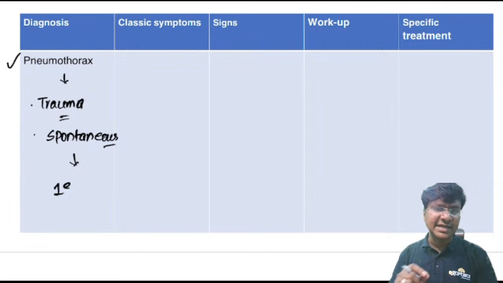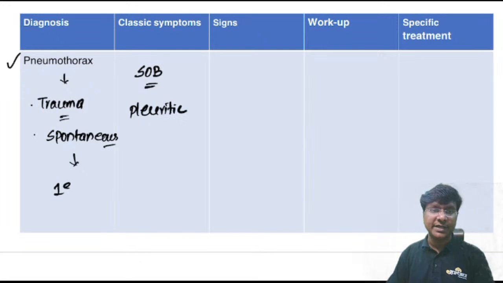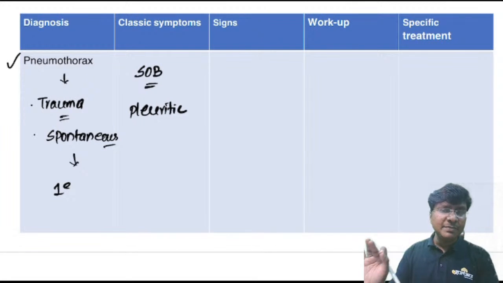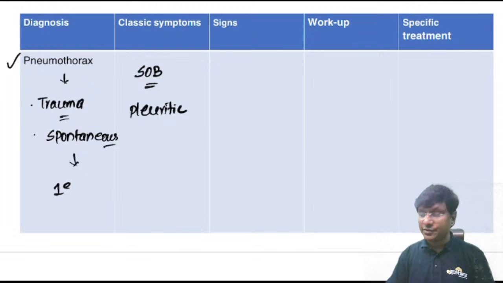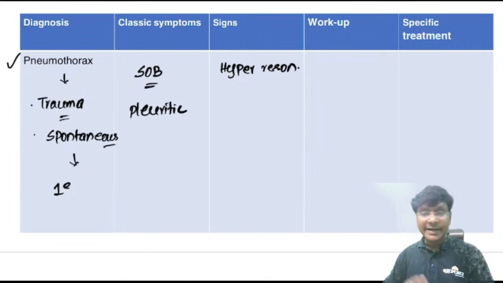Then what will be the classical symptoms in case of pneumothorax? That is abrupt onset dyspnea. Along with that, the individual will also have pleuritic chest pain. So that will be the presentation in case of pneumothorax. And if you take the signs on examination, on percussion, you will have the hyper-resonant note.